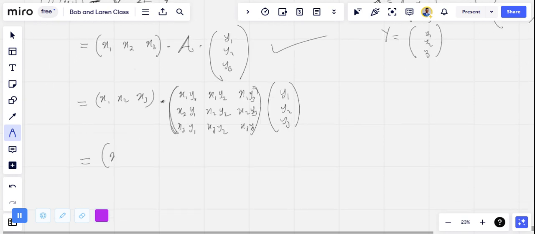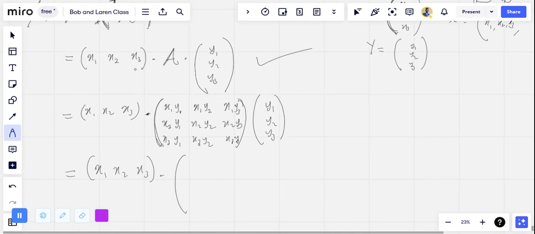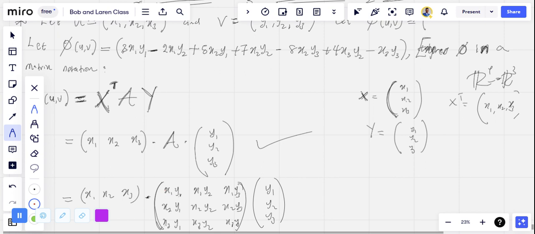So my final answer in matrix notation form is x1, x2, x3 times, what's my matrix A now? I have to look for this now. I said I need the coefficient. What's the coefficient of x1 y1? That's what I need. Let me use another color for that. Coefficient of x1 y1. Let's go and check. See it here. I'll just write it as 3x1.